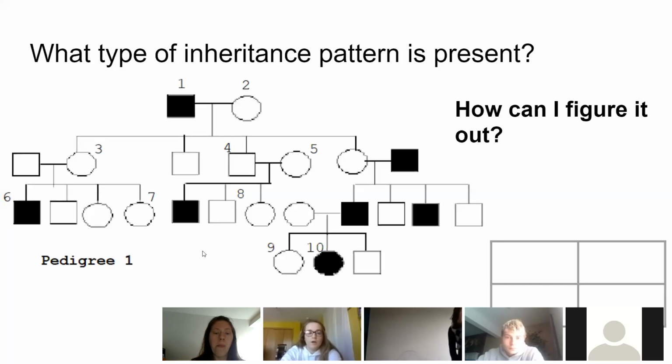Can men be carriers? Men cannot be carriers of a sex-linked trait, because the sex-linked traits are normally on the X. And since they're only going to have the one X, if they have the gene, they have it. There's a couple disorders we know of on the Y chromosome, but again, if you're a male and you get the Y chromosome, you've got it, so you're going to have the disease. So men can never be carriers.